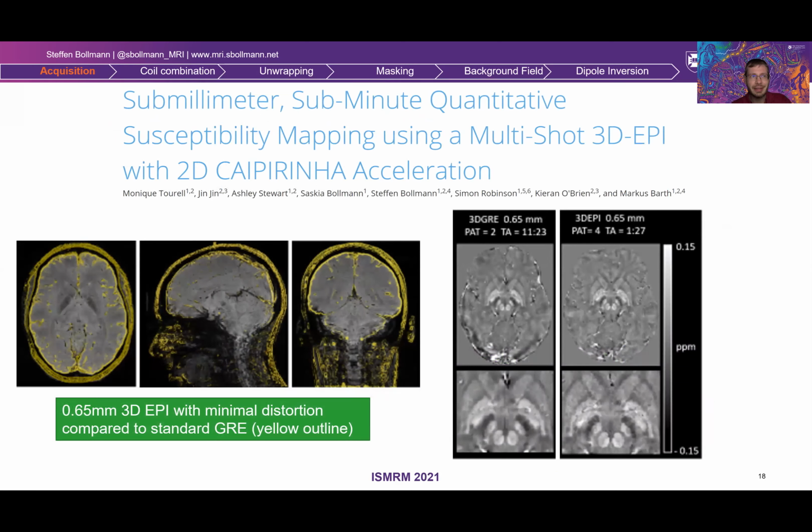There's also currently a lot of work happening in the space of accelerating QSM further and going away from the standard gradient echo, for example, using 3D EPI. And here's some work from our group that we show at this ISMRM, where we use 3D EPI with a very high resolution and get a nice QSM scan in a little bit more than a minute.